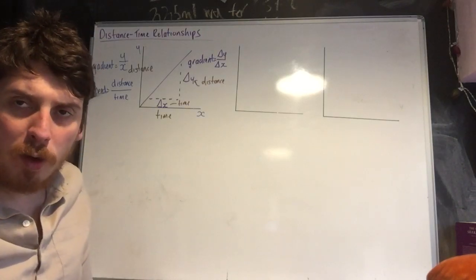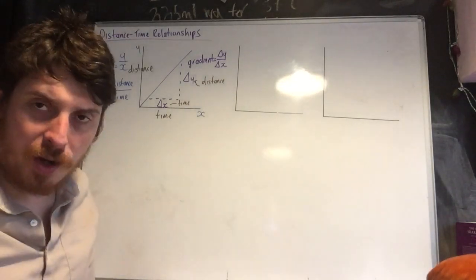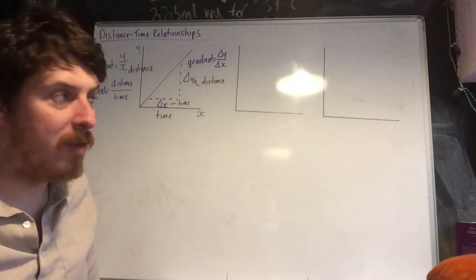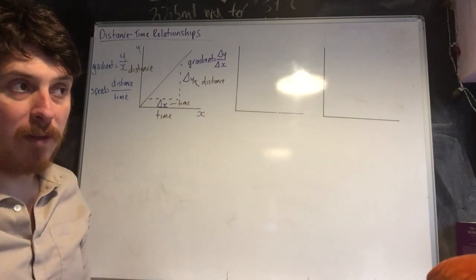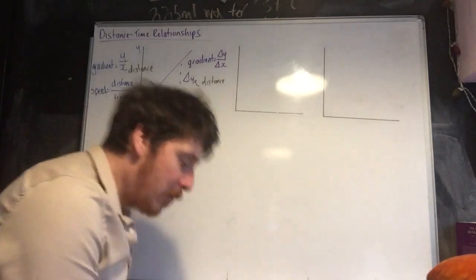And it's true for calculating any equation where you've got y divided by x on a graph. So for example, resistance being voltage divided by current. If you have a VI graph, you could calculate the resistance that way as well.